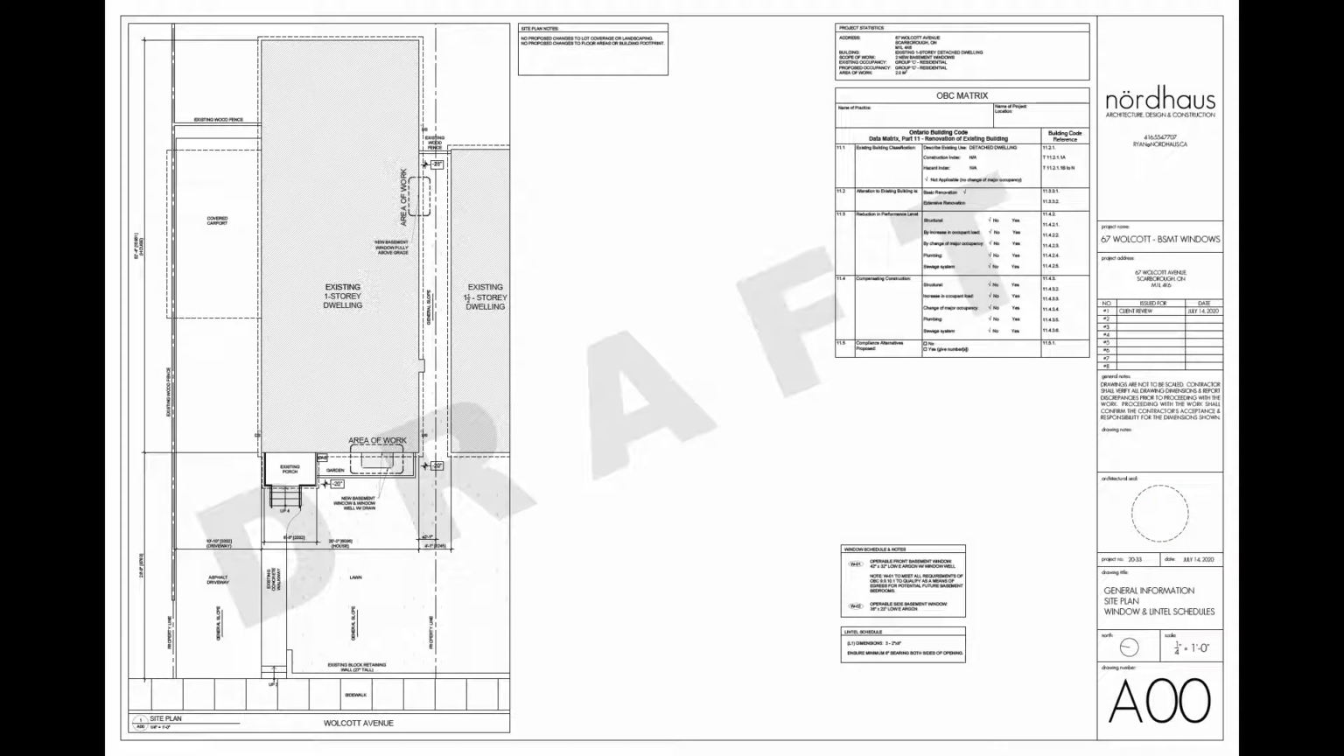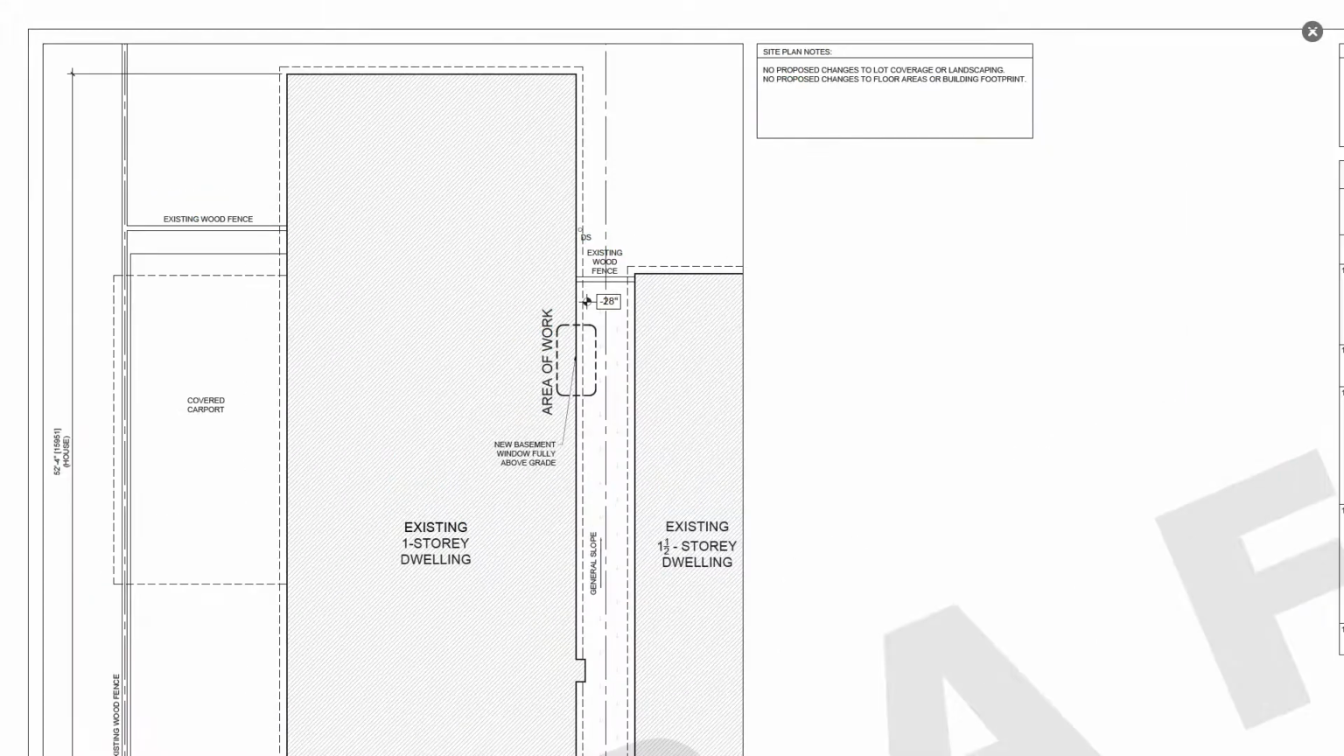So the stuff on the right here, this is more for the building department, so don't worry about that too much. What we're interested in here is the site plan. This basically just shows the two areas of work, a window back here and a window here. Now in my email I did say there's an issue with this window. And the reason is that it's just over 4 feet here.